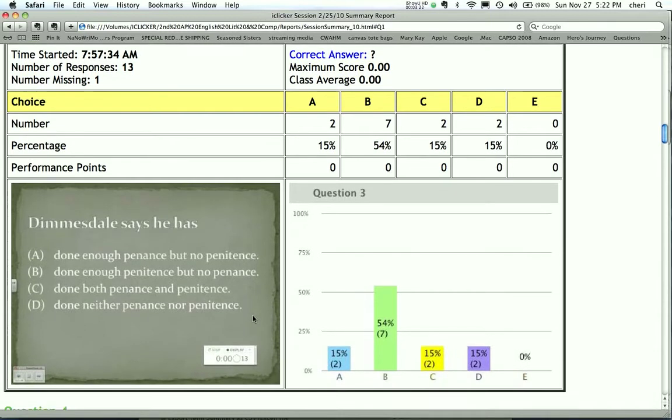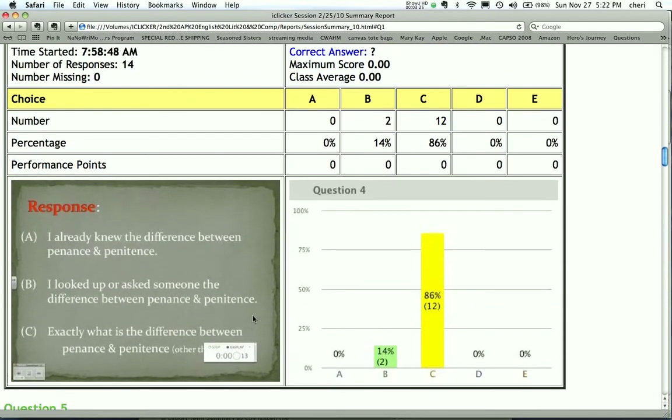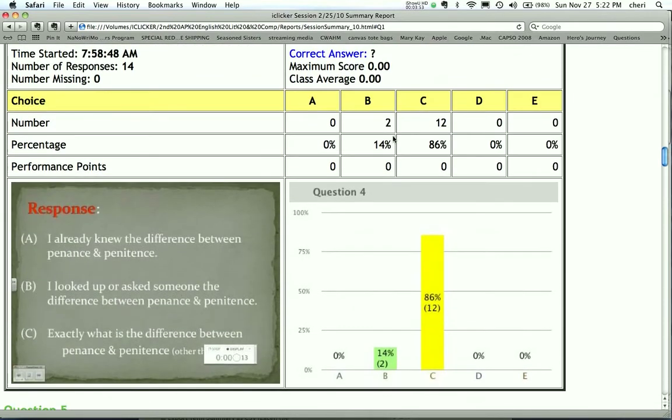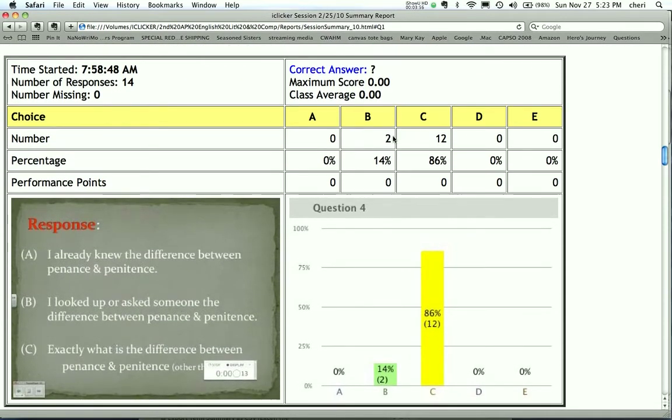So that's why the next question was, I already knew the difference between penance and penitence. Well, you see, nobody in this particular class actually did. I looked up or asked someone the difference between penance and penitence, and you can see only 2 students did that. Exactly what is the difference between penance and penitence other than the spelling? And that was a full 12. And so, of course, we had a good laugh, but the students who got it right got it because they kind of remembered, but not because they really understood the concept. And so it was a good opportunity for me to point out the importance of slowing down enough.